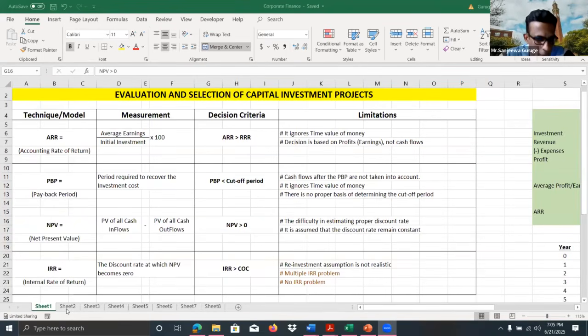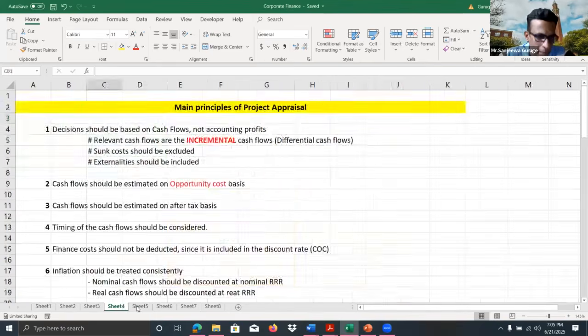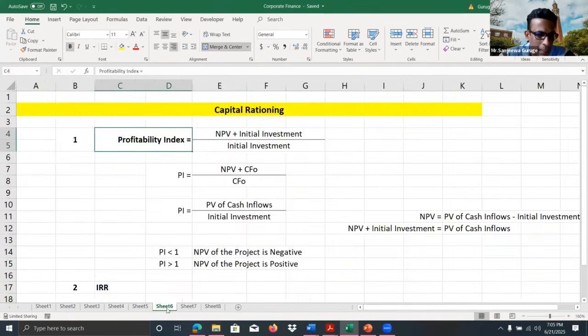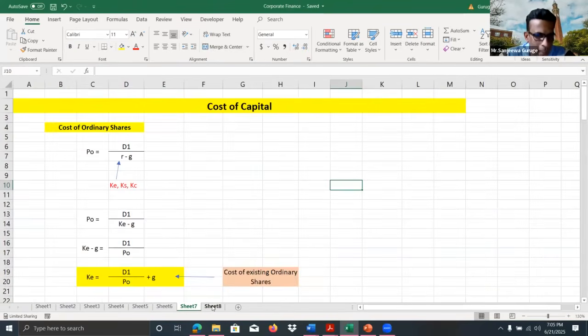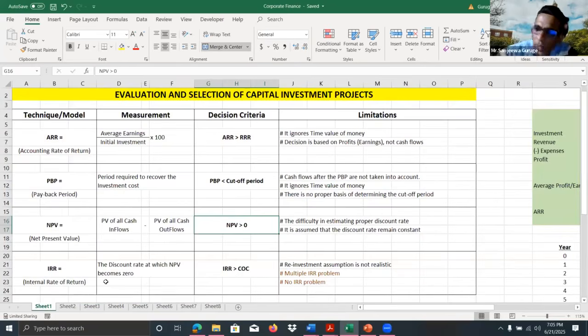You know this part of the case study, right? So the evaluation techniques, and in addition to that, I'll explain these points also, and what the main principles are, and sensitivity analysis, capital rationing, and the cost of capital. In addition to that, I have included some basic concepts related to derivatives. I will share this at the end of the session. I'll send this to the coordinator, and they'll share it with you, right?